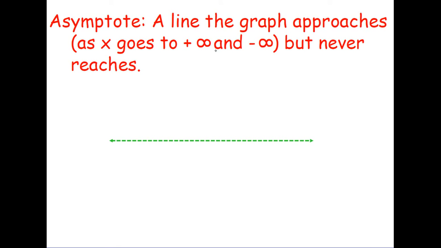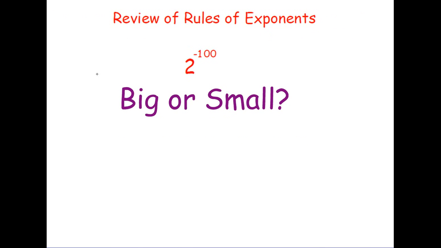Again, a reminder, an asymptote is a line the graph approaches as x goes to positive and negative infinity, but never reaches. As it goes to infinity, we draw it with a dashed line. Important to see those. We have those asymptotes just like we do with rational functions. Let's review our exponent rules. So is this value, this number, a really big or really small number?